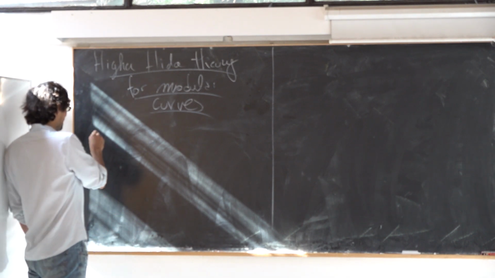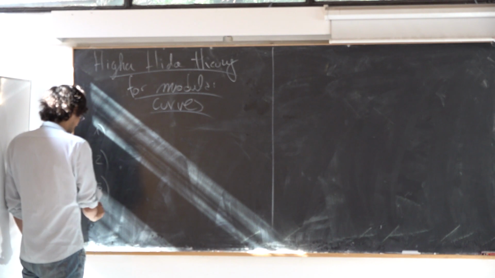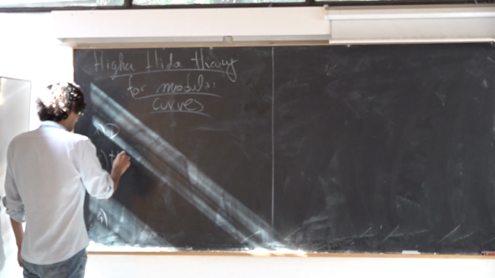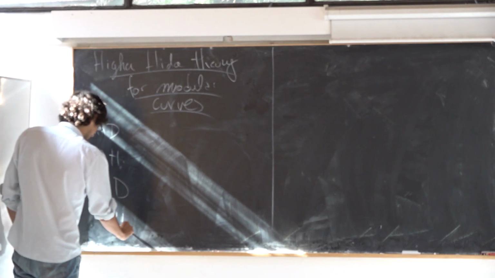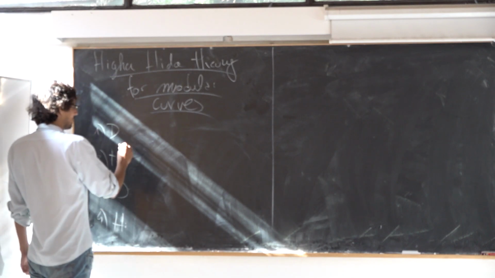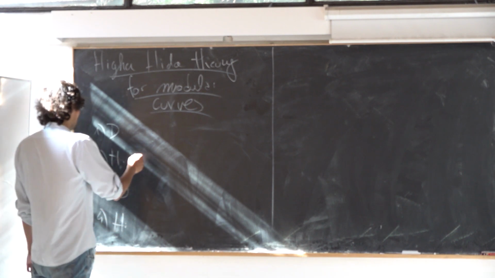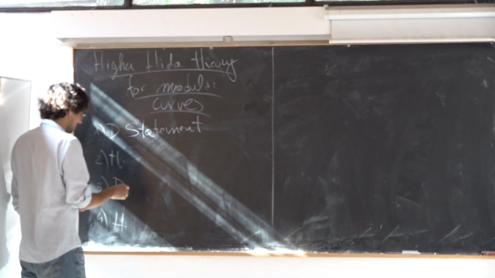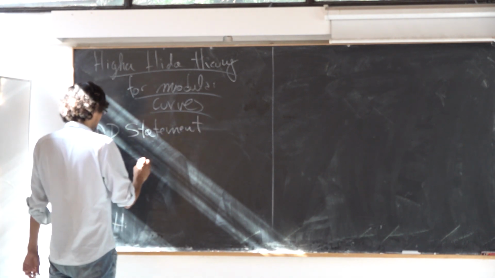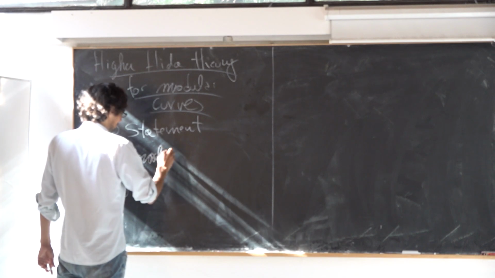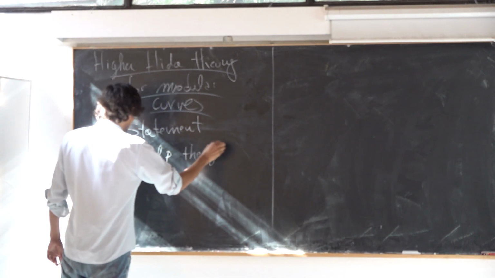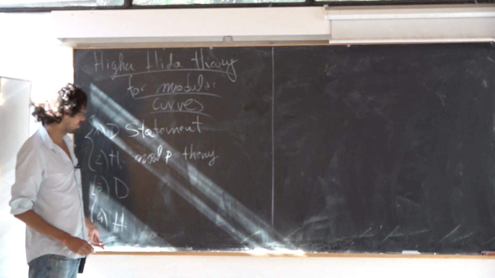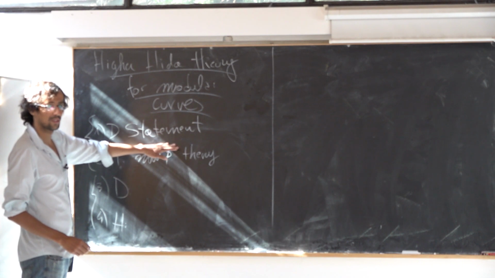So the talks that we had, 4 talks. The first one was me, and then Héctor, me, and Héctor. The first one was what I did, the statement. Then Héctor explained the mod p theory. So that was last week, and today we will end the construction of the proof of what we stated.